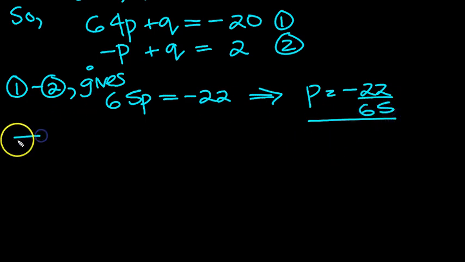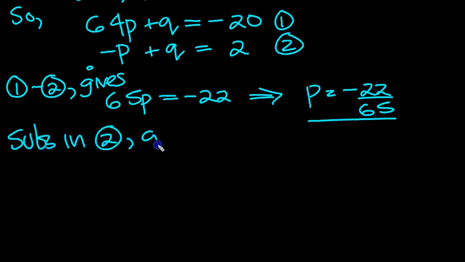And then, so that implies sub in 1 or 2. Which one should we sub in? Sub in 2 because it's easier. Subbing in 2 gives, right, what do we get then? q equals 2. And then move the p over, plus p.